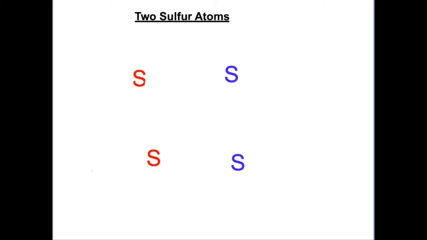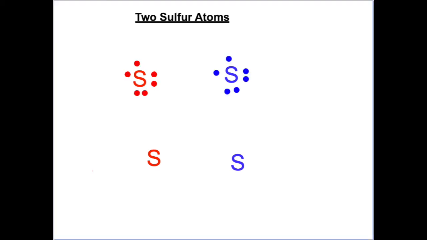Here is another example: 2 sulfurs bonding together. Each sulfur has 6 valence electrons, and each needs 2 more to fill their outermost shell and become stable. Both sulfur atoms are pulling on 2 of the valence electrons from the other sulfur atom. From the periodic table, we can see that both sulfurs have an electronegativity value of 2.58, so the difference is 0. They will form a nonpolar covalent bond.